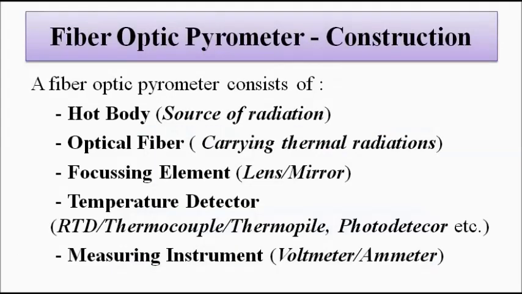Now, the fiber optic pyrometer setup. In a normal pyrometer setup, we already know that we have a source of radiation, a hot body, a focusing element, a temperature detector and a measuring instrument. Fiber optic pyrometers have this extra element, the optical fiber. Why the fiber optic pyrometer is important is that we can transmit the radiations, which are basically electromagnetic radiations, over long distances with the help of optical fiber. So it slightly increases the measurement range. Instead of directly focusing the radiation onto the focusing element, we are using optical fibers.